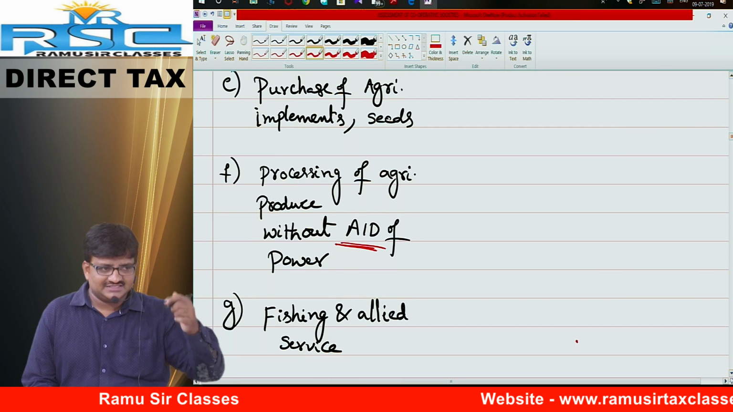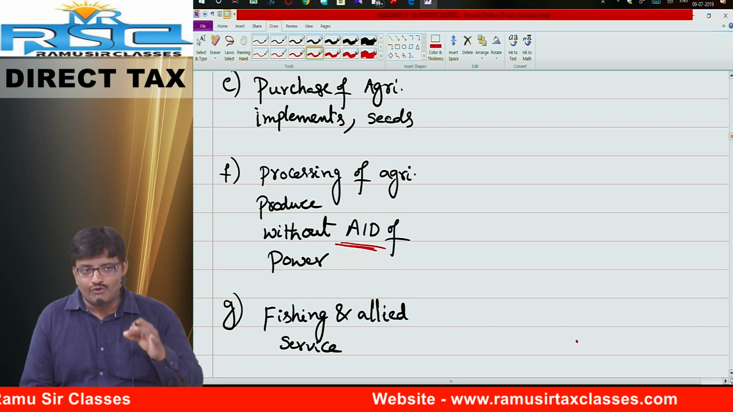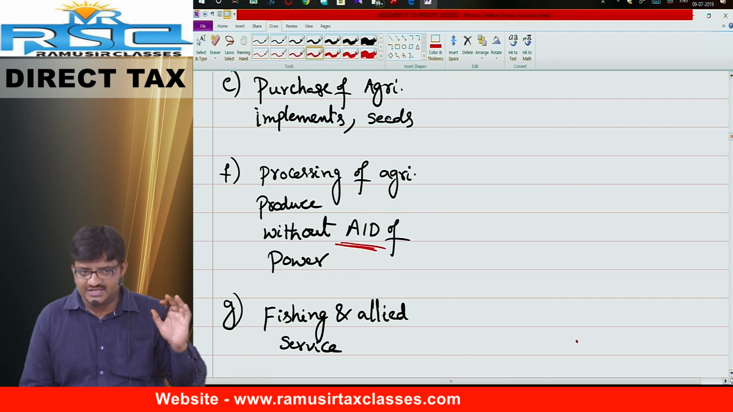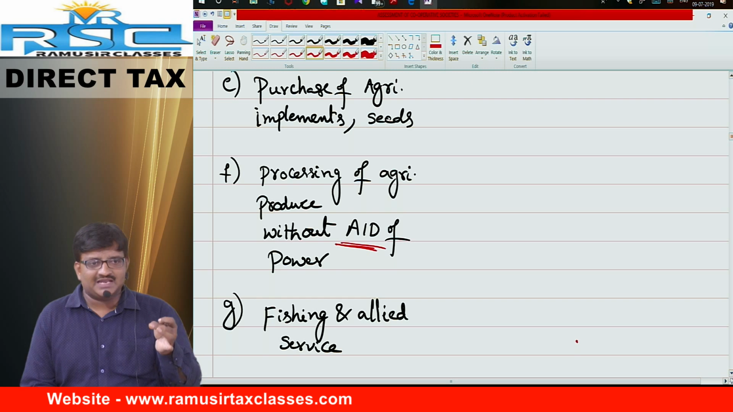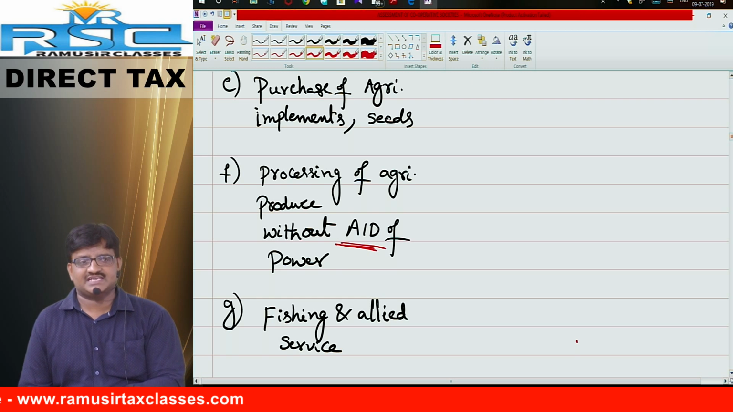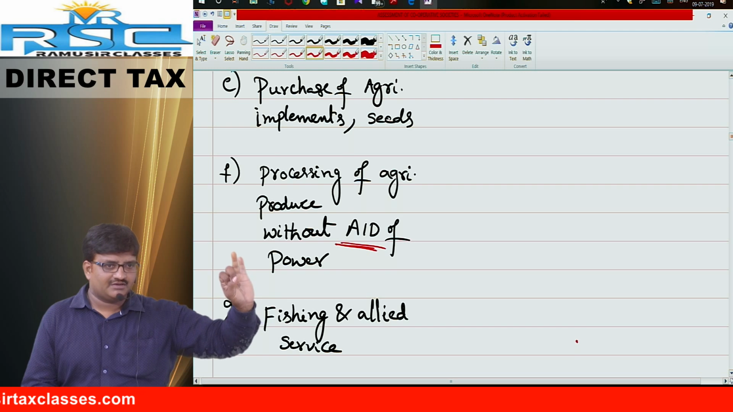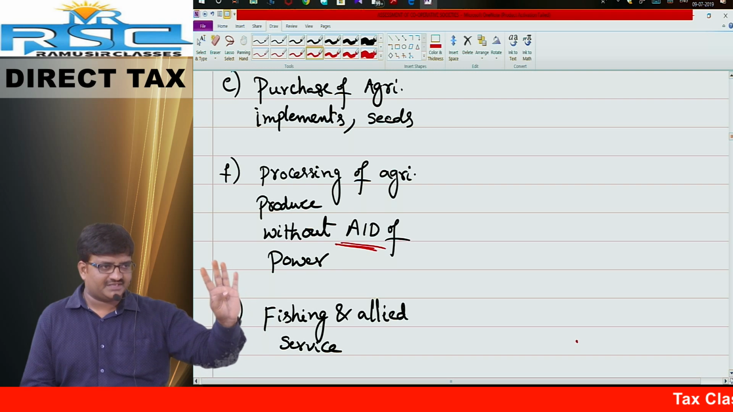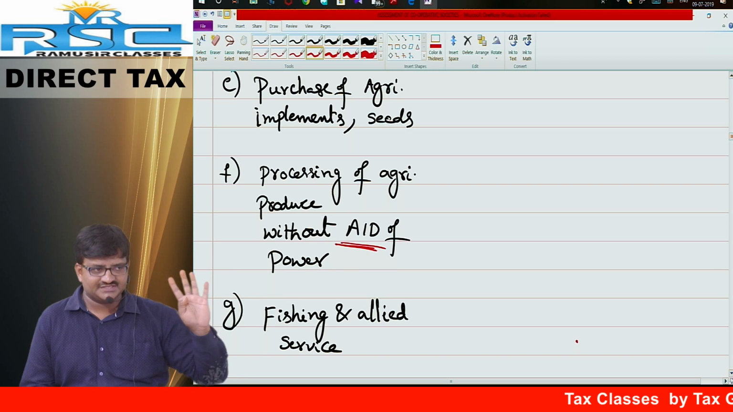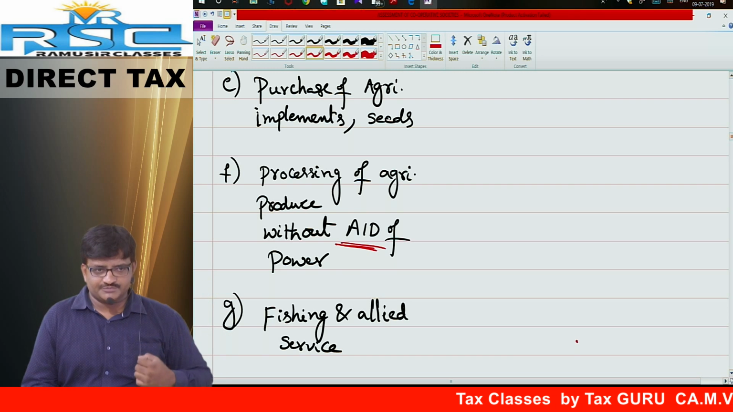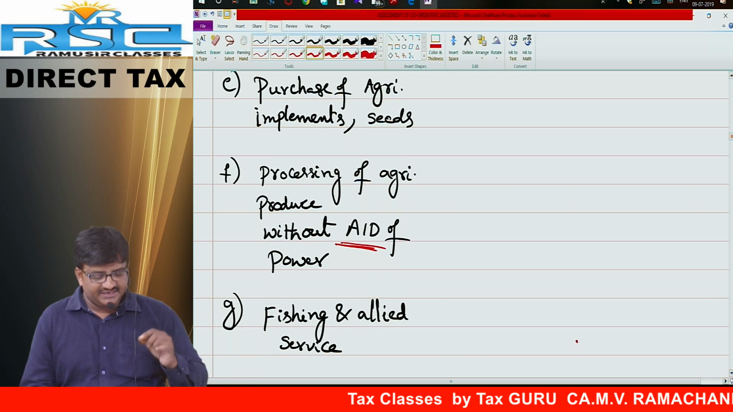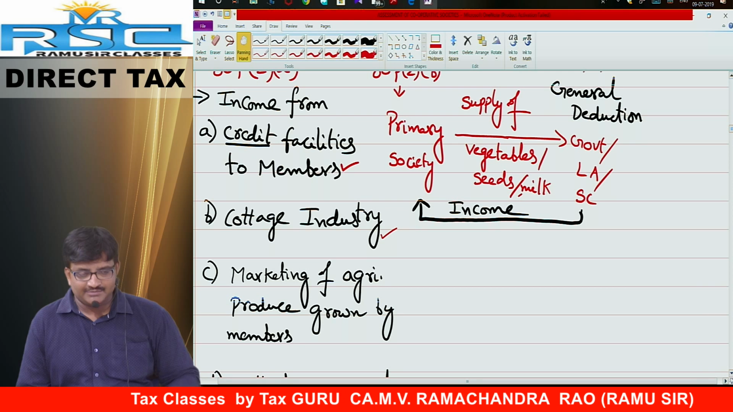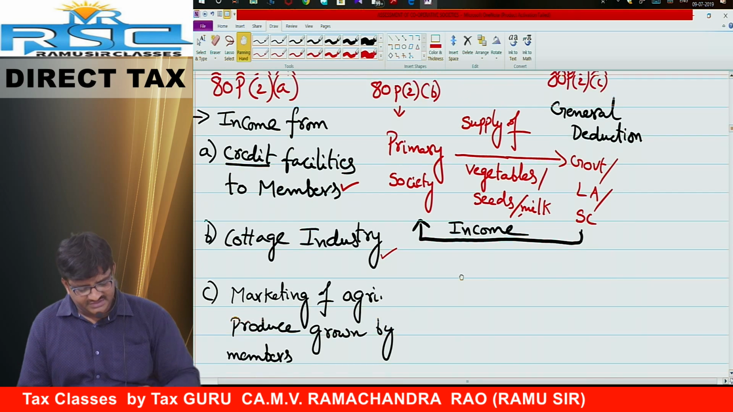In all these cases, the income of cooperative societies is outright allowed as deduction without any condition, under section 80P subsection 2 clause A. Tell me, friends, once again, what are the facilities? Credit facilities to members, marketing facilities. Next, processing of agriculture produce without aid of power, purchase of agricultural implements and supply to the members. Next, fishing and allied services, and last, collective disposal of labor. In the following cases, the income of societies is fully allowed as deduction. That is the first one, friends.